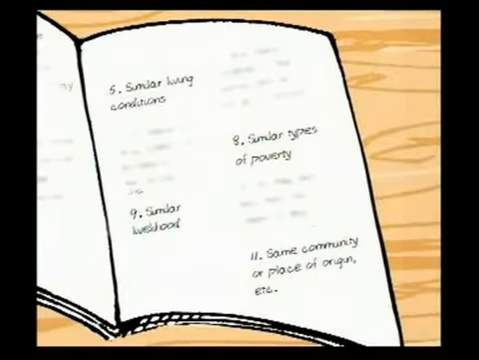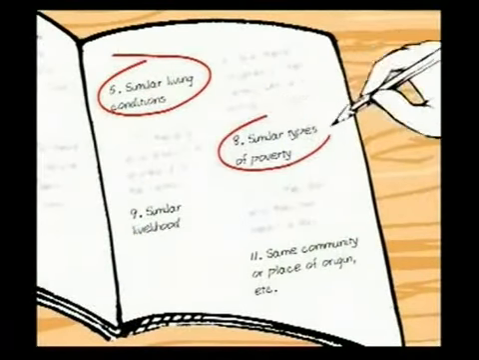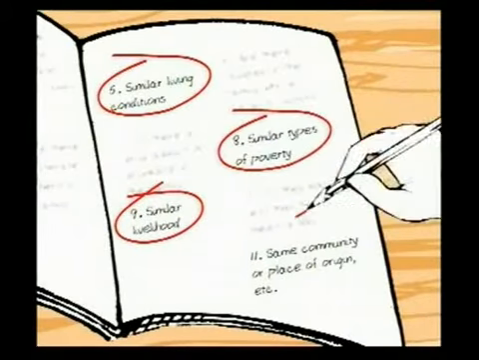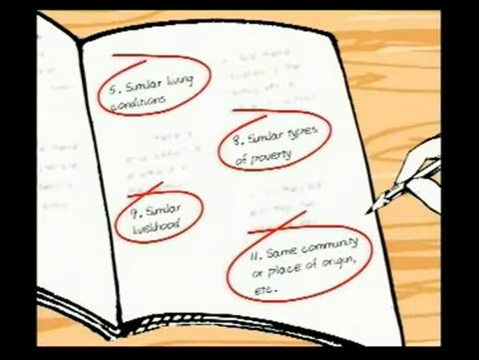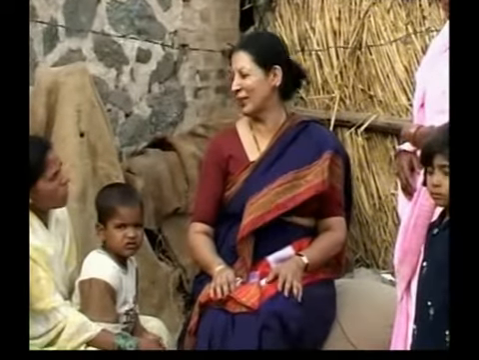Some of the similarities noticed by Lakshmi were similar living conditions, similar types of poverty, similar livelihood, same community or place of origin, etc. It was much easier now for Lakshmi to make out which families were likely to get along better with each other.